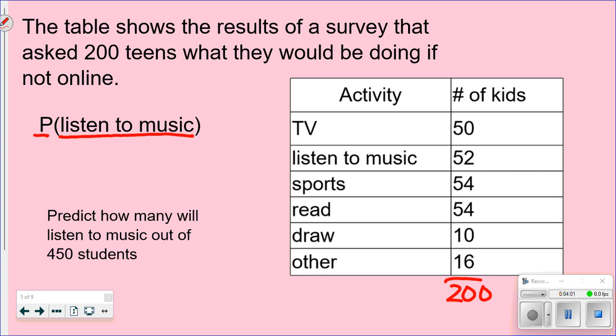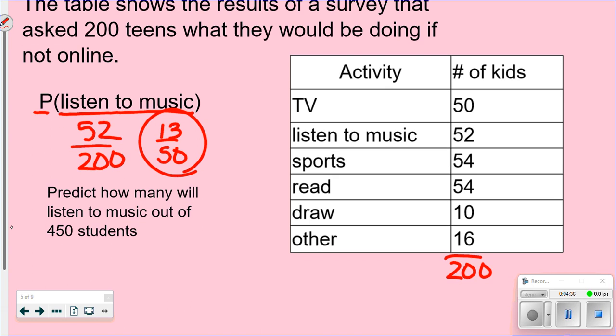So 52 listen to music out of the 200 kids that they asked in this survey. Now usually we try to reduce this, and I can tell this is reducible by 2. Actually by 4, which is interesting. So it would be 13 out of 50. I know it can be done by 2 and then 2 again. So this is technically my probability for that.